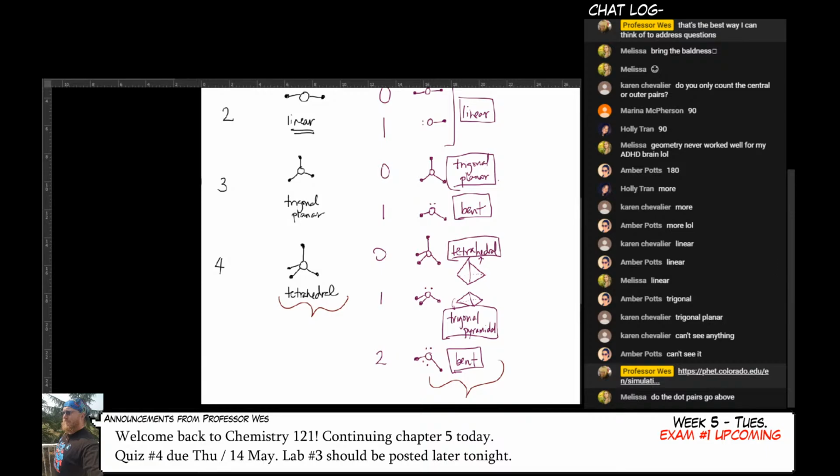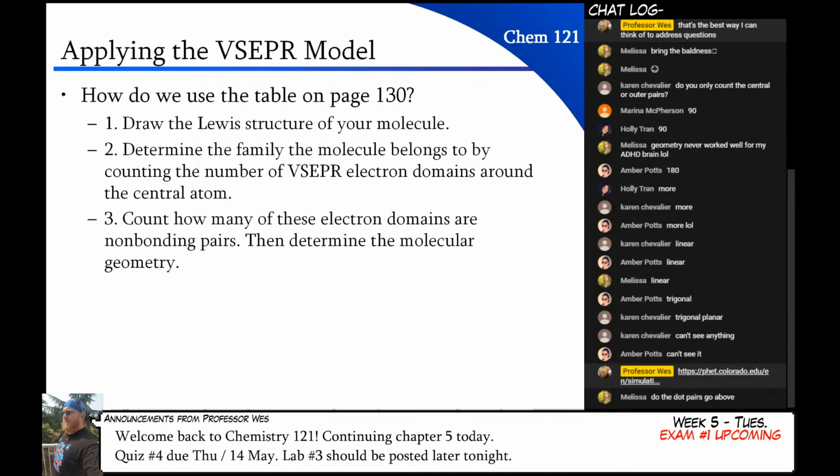But let's talk about what we need to do in order to answer questions and then assign names. So step one, just like we've been advertising all along, draw the Lewis structure of your molecule. You've got to make sure you do it right. Step two, you're going to determine what family the molecule belongs to by counting the number of electron groups. It says electron domains there.